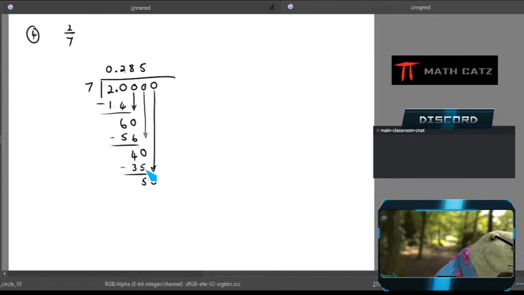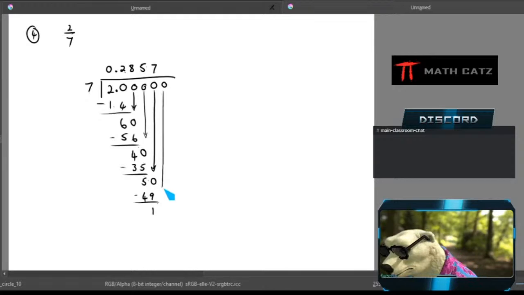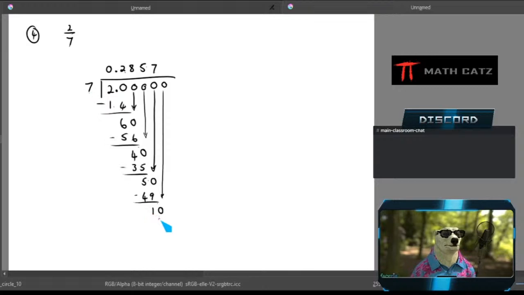These arrows help me keep everything in line. It's very useful. 7 goes into 50 7 times. That doesn't sound right. Do I do this right? Sure. I'm just thinking of something else. For 49, that leaves a 1. Bring down another 0 over there. 7 goes into 10 once. 1 times 7 is 7.